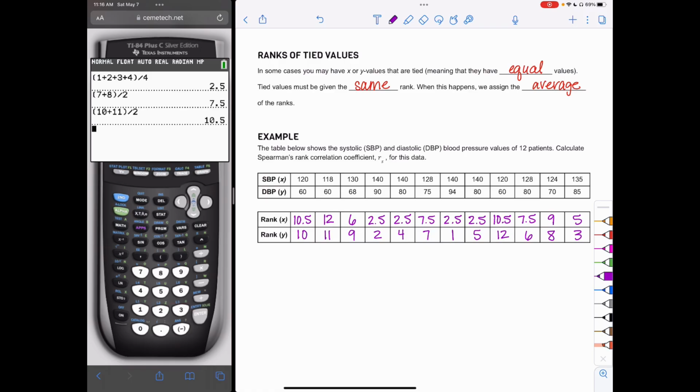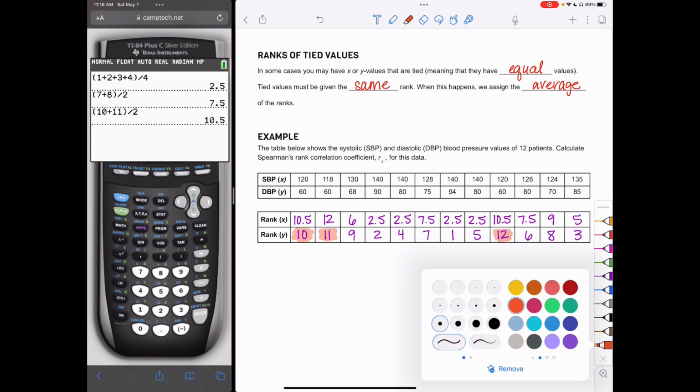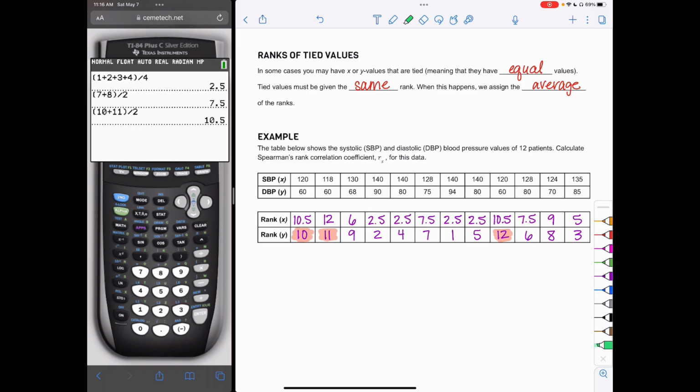Okay, so I'm going to highlight the ones that were the same, like I did before. So I have 10, 11, and 12. They were the same numbers. I ended up having 80 for 6, 5, and 4 for those. And I should not have anything else that is the same.